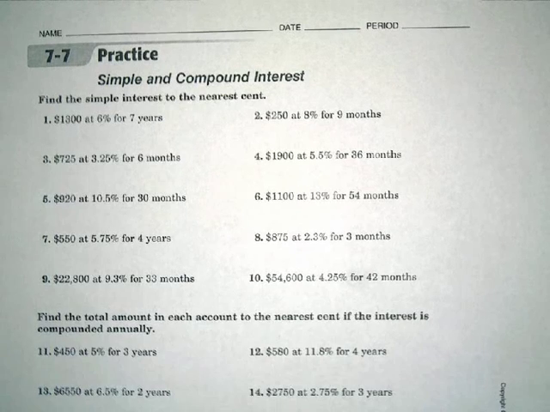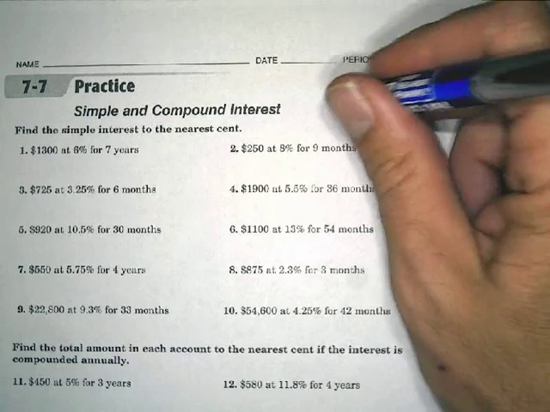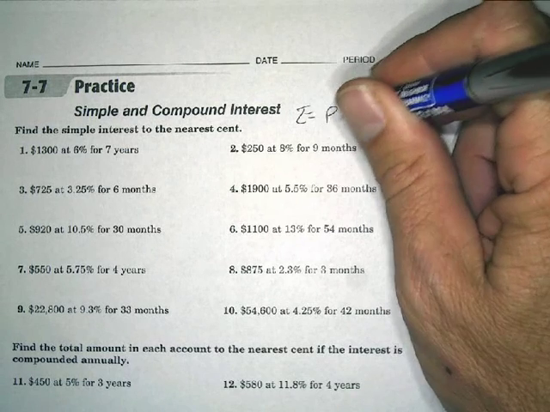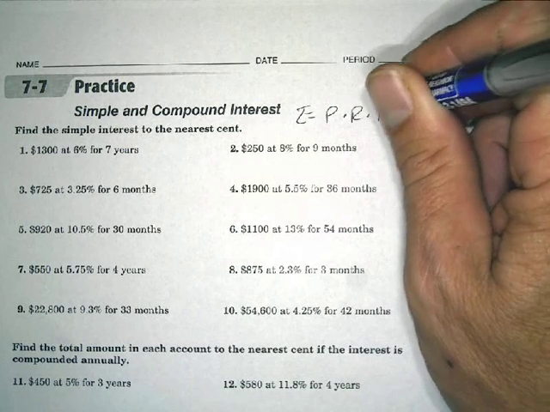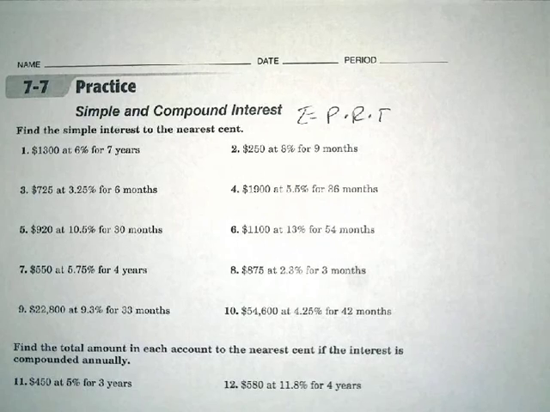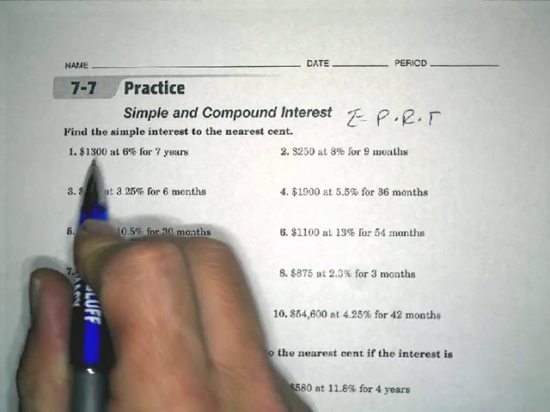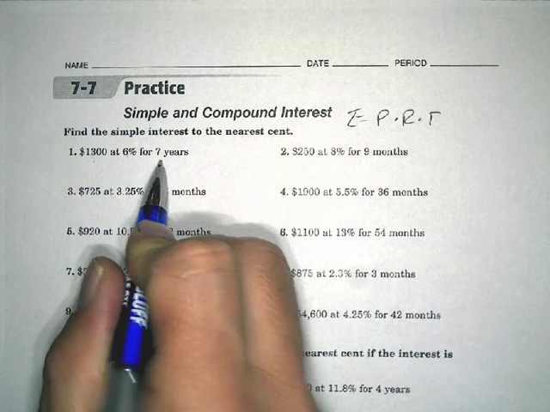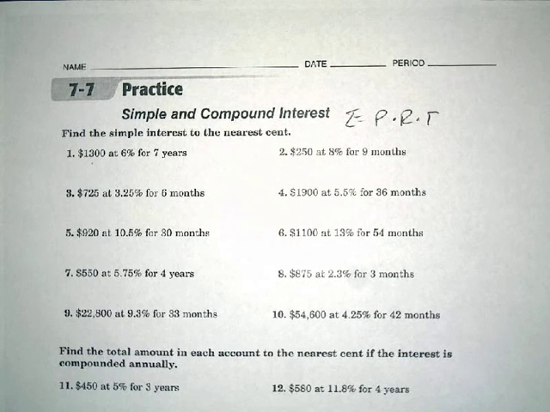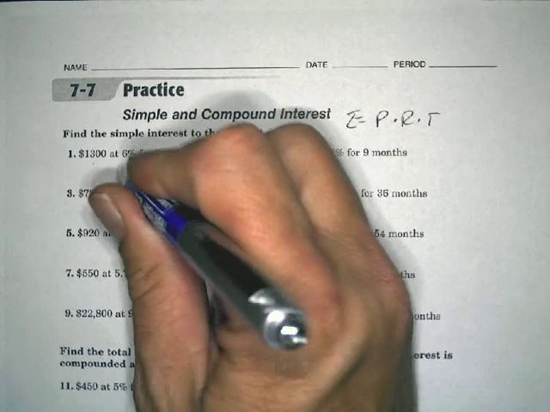Okay, today we're going to talk about interest. Interest equals the principal times rate times time. If we look at number one, we have our principal, our rate, and our time. So what we're going to do is multiply those three things together. 1,300 times 0.06, we're going to change our percent to a decimal, times the years, which is 7. Okay, we're going to get an answer of $546.